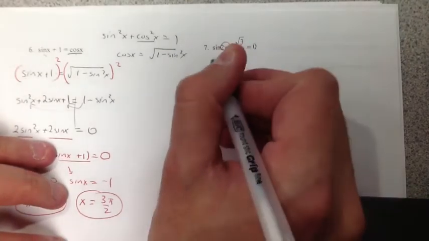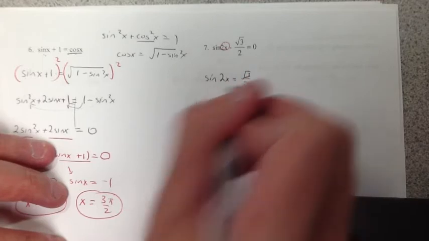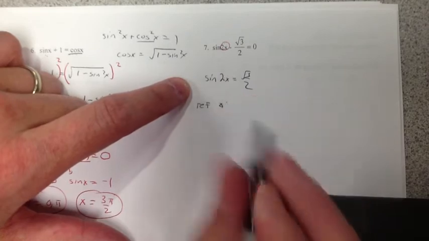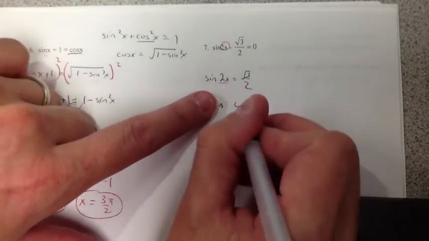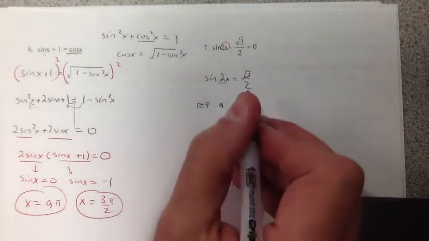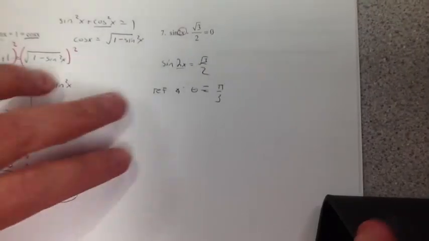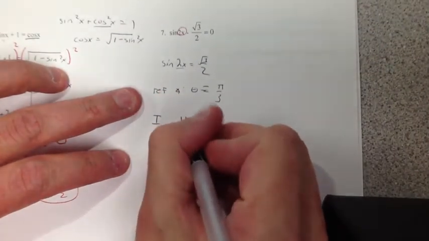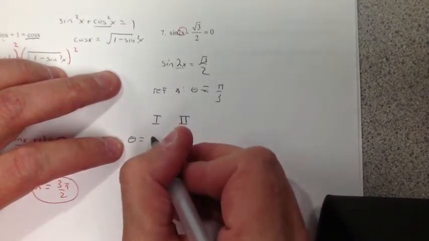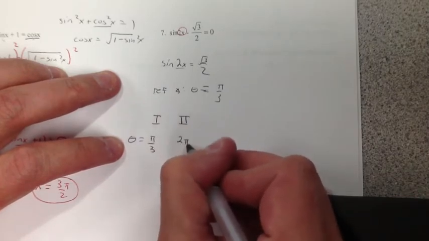Okay? Now, if I solve it, just like normal, bring the root 3 over 2 over. And I solve like normal, my reference angle. Reference angle, ignore the 2 for now. My reference angle is where does sine equal square root of 3 over 2. Now that's easy enough to do. That's pi over 3. So here's what we have to talk about. The angles. We know it's positive in the first and second quadrant. In the first quadrant, it's going to be pi over 3. In the second quadrant, it's of course going to be 2 pi over 3.